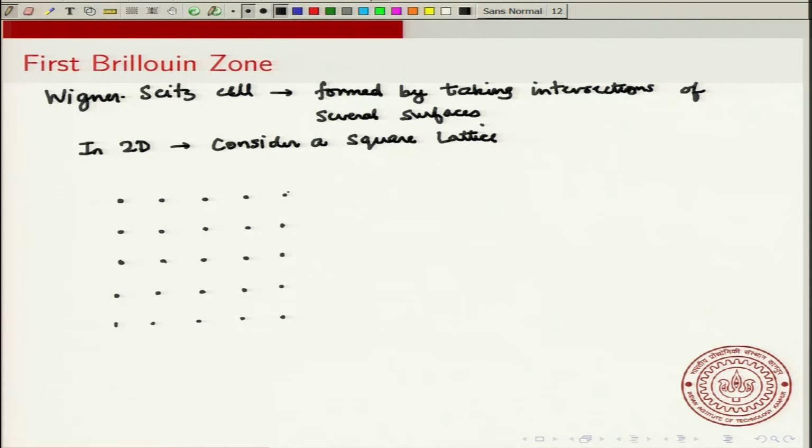Okay, let me show this set of points. Now let us take the point. How do you construct the Wigner-Seitz cell? So, we take any one point. Okay, let us say this point. Okay, the Wigner-Seitz cell, by the way, contains only one point.